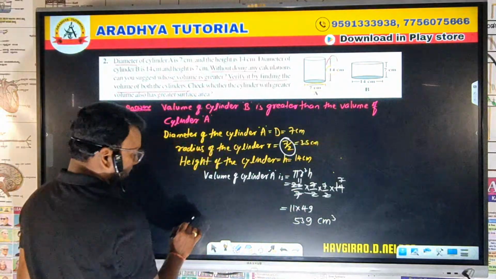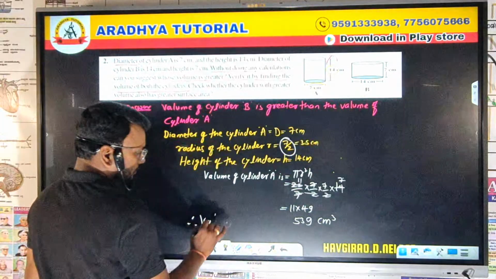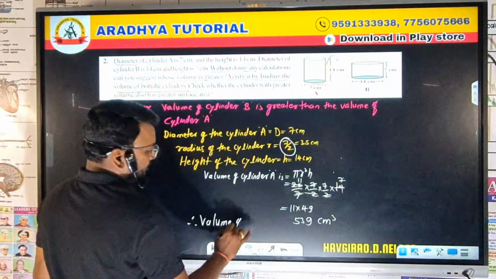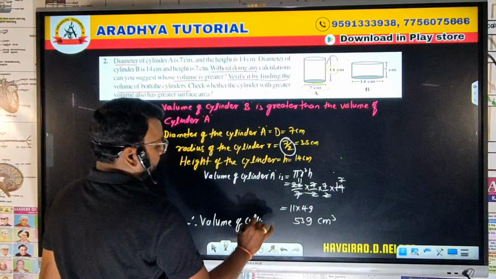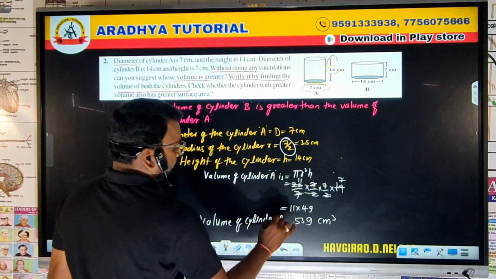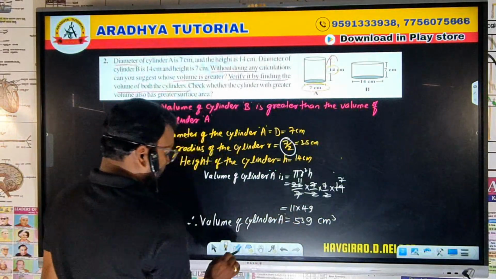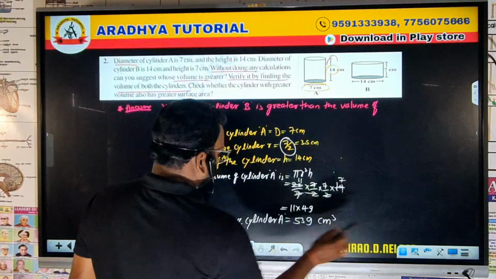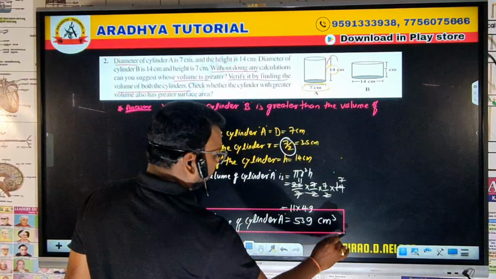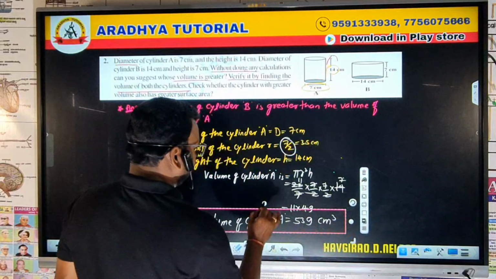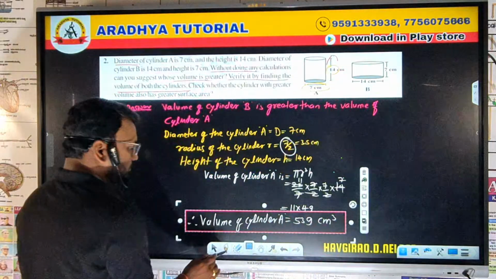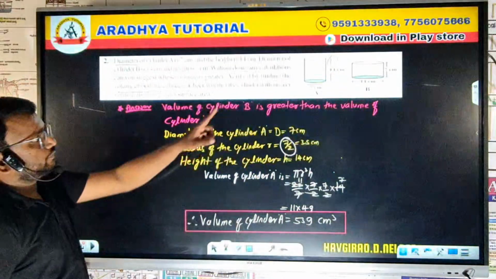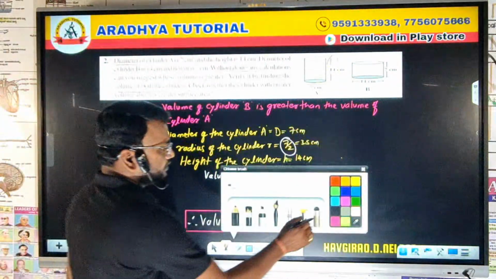Therefore volume of cylinder A is 539 centimeter cube. Now we can find the second. Afterwards we have to find the second problem.